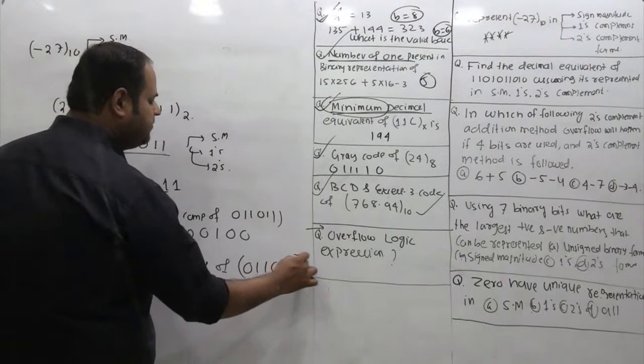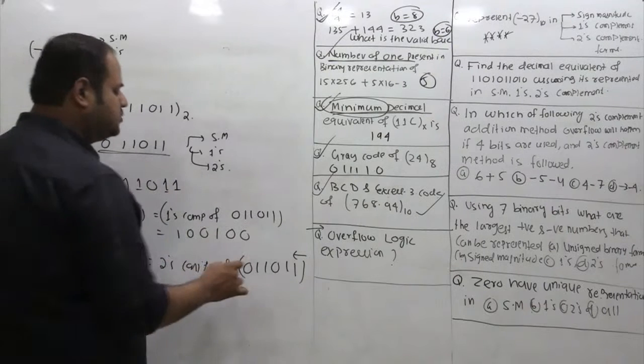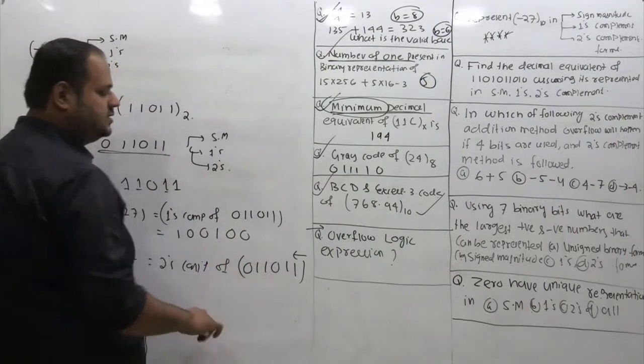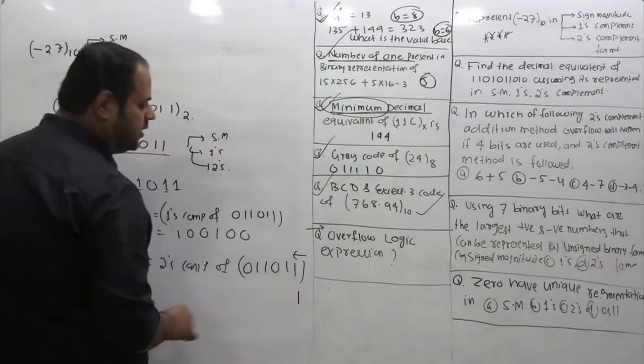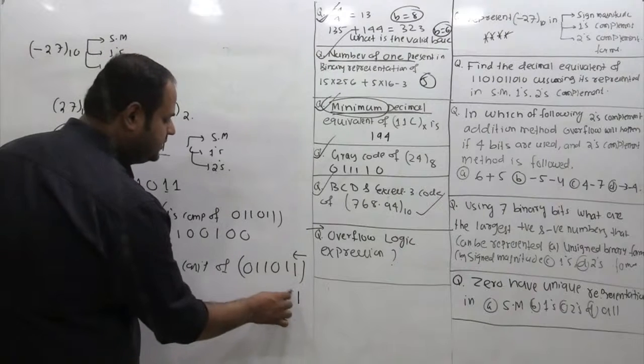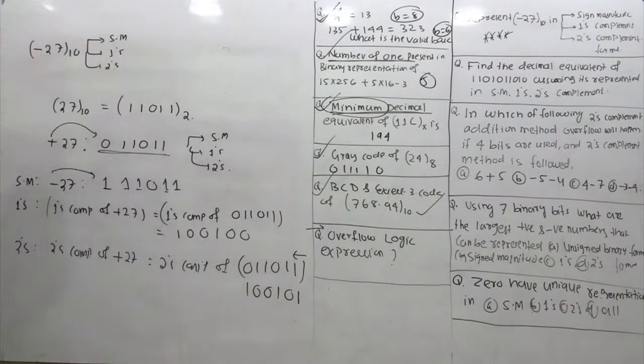You start copying the bit from the MSB side, unless you get the first one. If you get the first one, after that you replace all 1 by 0 and 0 by 1. For example, if it is 1 here, so in the first bit itself I am getting 1, the rest of the bits should be interchanged, 1 with 0, 0 with 1. This is what you will get.